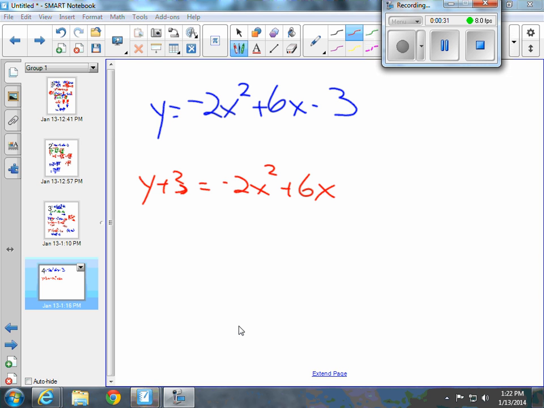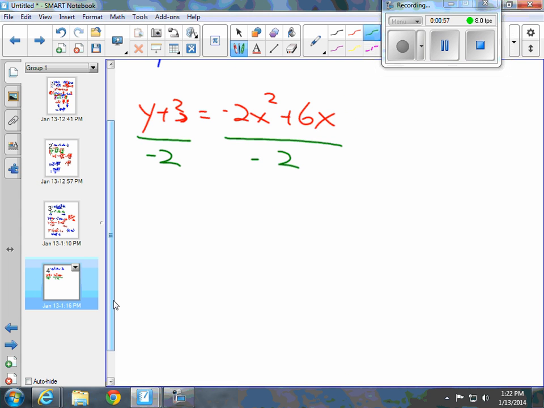Now, if I want to complete the square on the right-hand side, I have to get rid of my coefficient of x squared, right? So I'm going to divide both sides by negative 2. I'm dividing that whole side by negative 2, and I'm dividing this whole side by negative 2. I'm just going to leave that looking kind of ugly. So I have y plus 3 over negative 2 is equal to x squared minus 3x. So we okay with that?